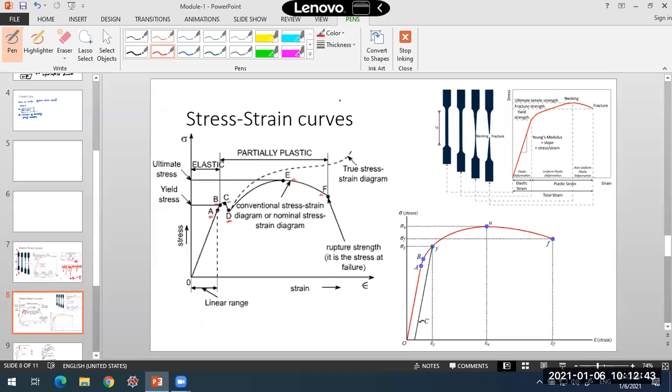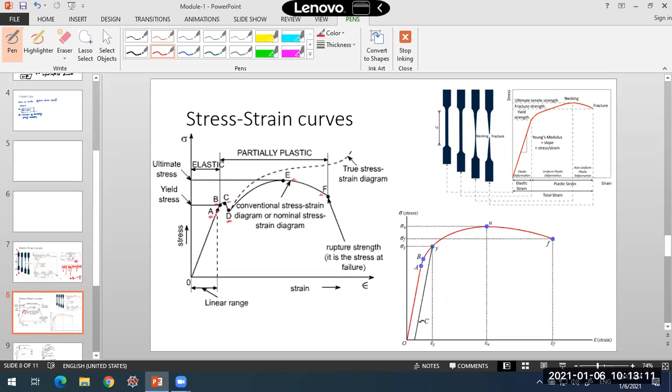Now, what happens if I load this specimen further beyond A? We'll reach a point called B, the yield stress or yield point. Beyond this point, yielding will start. Before this point A, there is a linear relation between stress and strain. After A, that linear relation is ending. You can see there is a small curve here.